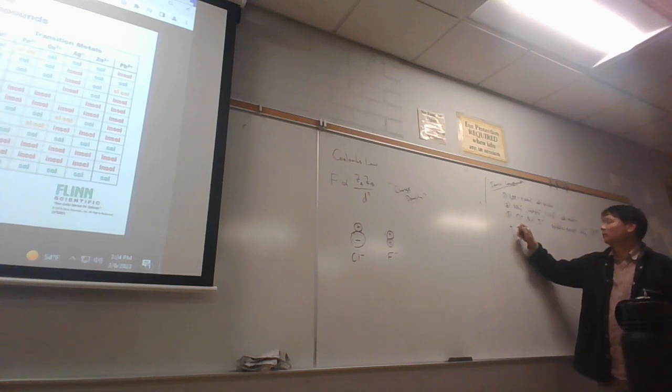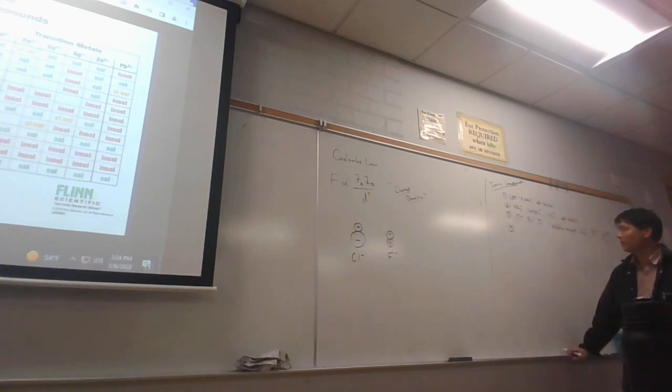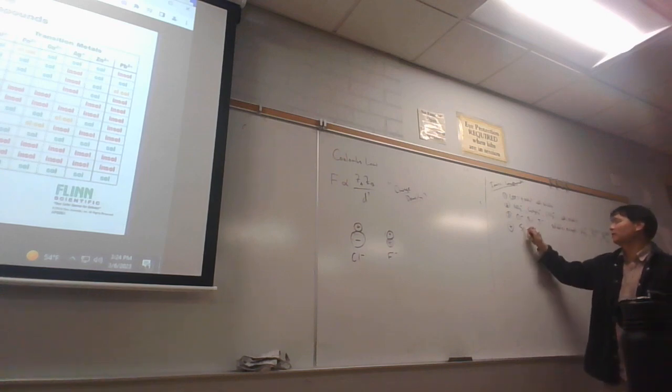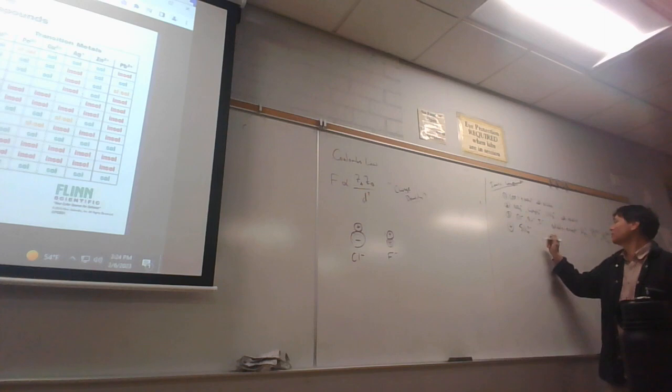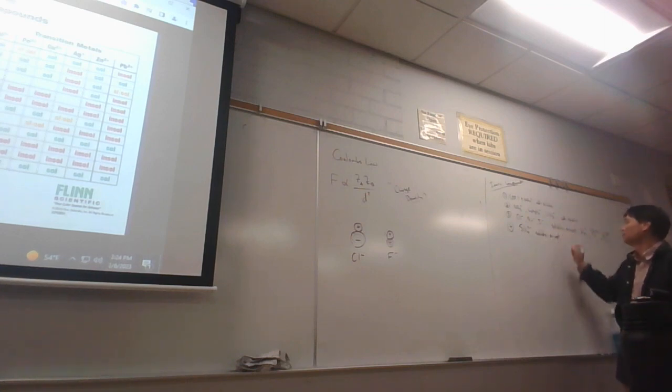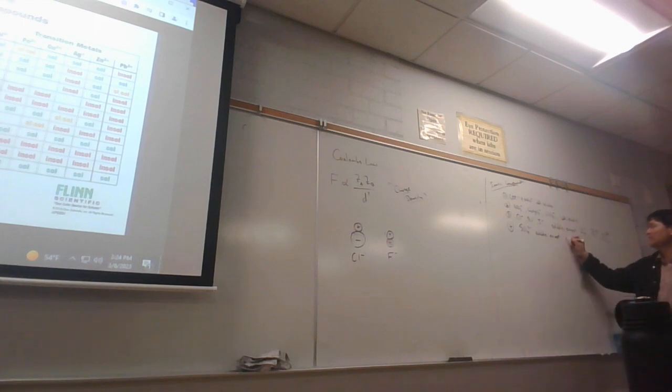All right, 4. Anybody remember what goes next? Sulfates. Sulfates, good. Sulfates are soluble except silver, lead 2, mercury 1, mercury 2, calcium, strontium, and barium. Good.